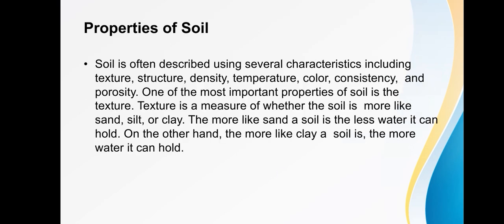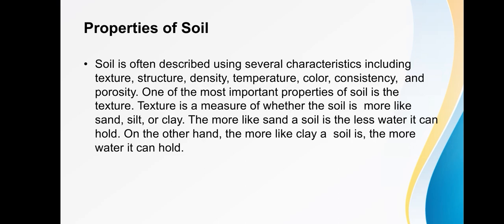Next, properties of soil. Soil is often described using several characteristics including texture, structure, density, temperature, color, consistency, and porosity. One of the most important properties of soil is the texture. Texture is a measure of whether the soil is more like sand, silt, or clay. The more like sand a soil is, the less water it can hold. On the other hand, the more like clay a soil is, the more water it can hold.